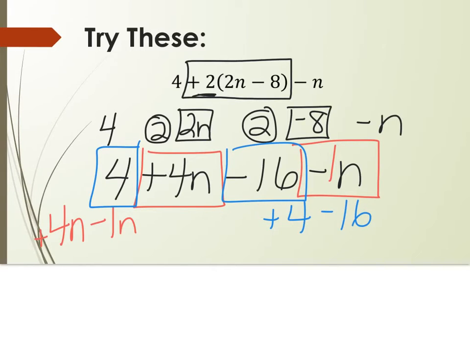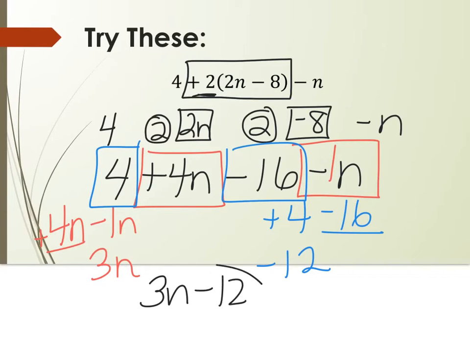When I combine the 4n and the negative 1n, I have different signs, so I subtract. 4 minus 1 is 3, bring down your n, and 4 was the bigger number, so it's positive. In the positive 4 and the negative 16, again, you have different signs, so you subtract. 16 minus 4 is 12, and 16 was the bigger number, so you keep the negative sign. Your final answer is 3n minus 12.